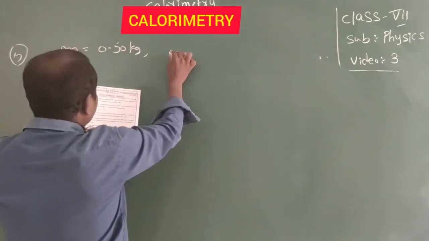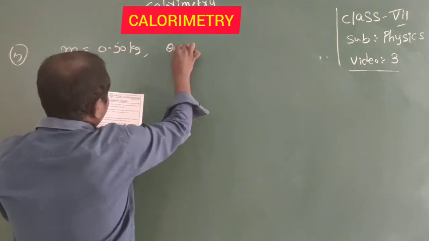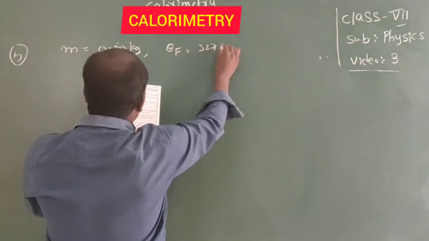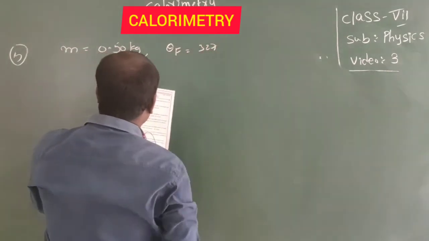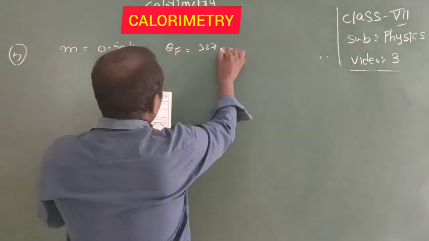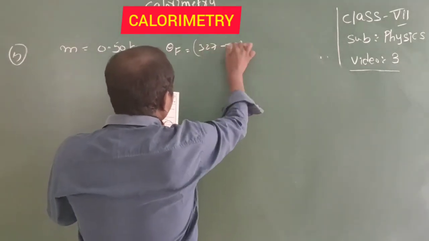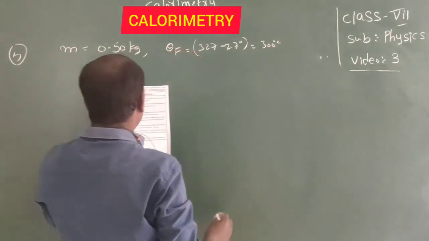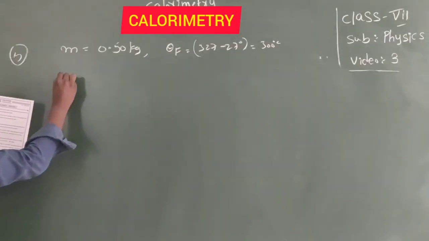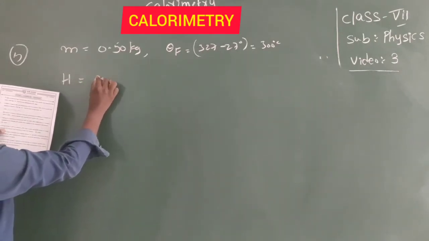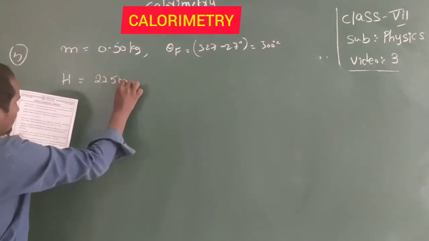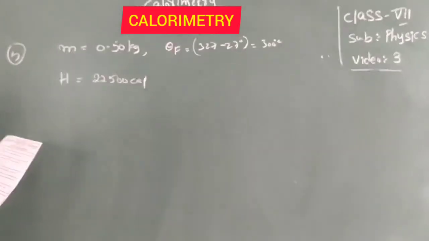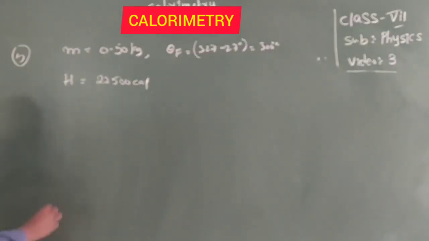Next, the falling temperature is given: 327 degrees Celsius to 27 degrees Celsius, that equals 300 degrees Celsius, and the heat energy H is given in calories. Find the specific heat capacity.